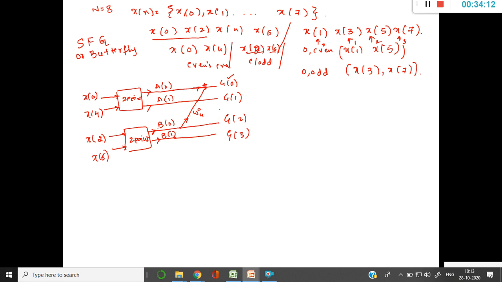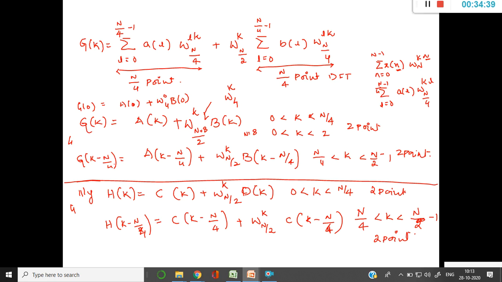Now, once again, second sequence g of 1. How do I get g of 1? As usual, b of 1 is multiplied with w4 to the power of 1. K value is 1. B of 1, w4 to the power of 1. Once again, this is going to be added with a of 1. Okay, that's fine. What about g of 2? How do you get g of 2? G of 2, look at this.